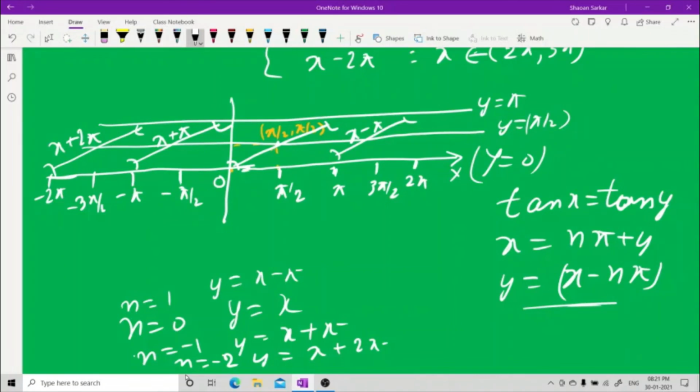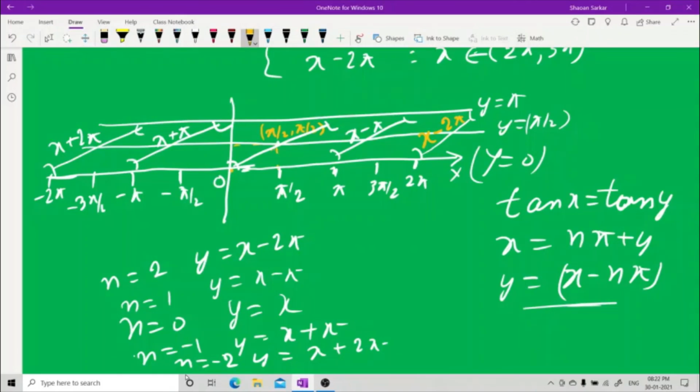And similarly, for n equal to plus 2, you can find y equal to x minus 2 pi. That line will start from here and go till 3 pi, and this will be x. Wait a minute, let me write with a different color. Yes, this will be x minus 2 pi.